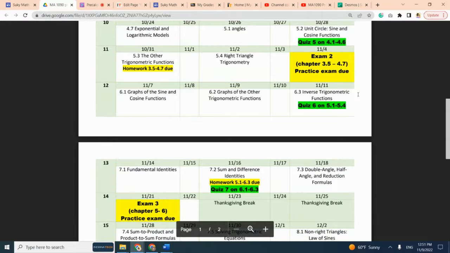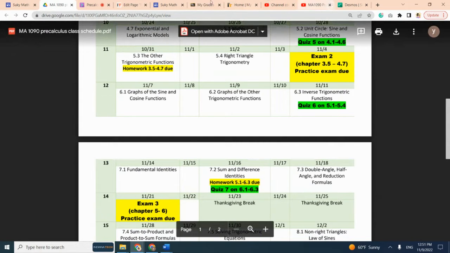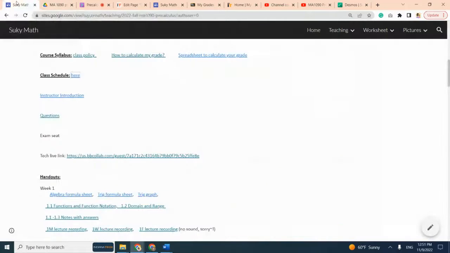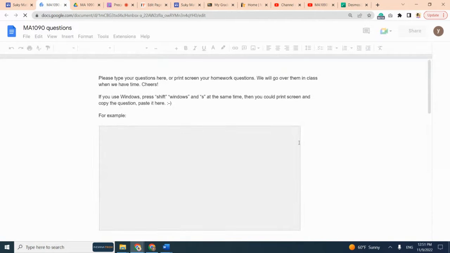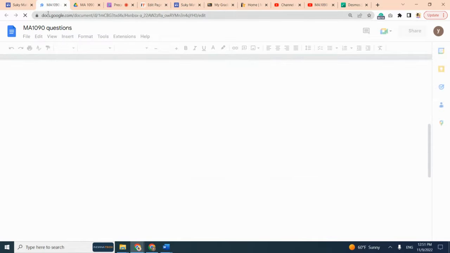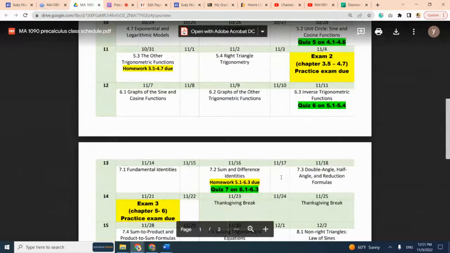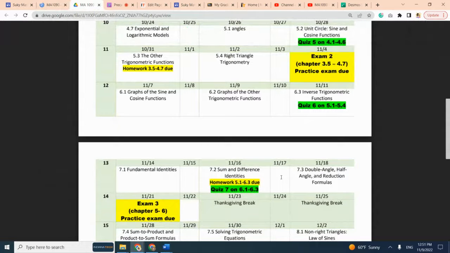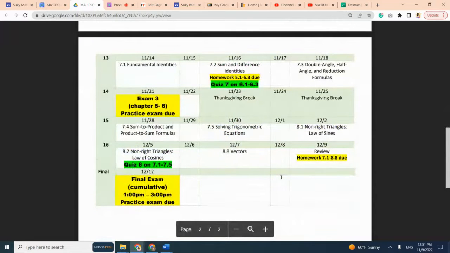If you have any questions, print screen and email to me or come to my office hours. Let me check. Do you have any questions on the homework? No? Okay. And then next week, Wednesday, we will have another quiz. You can see we're very close to the end of this semester, right? So our exam is on the Monday before Thanksgiving.